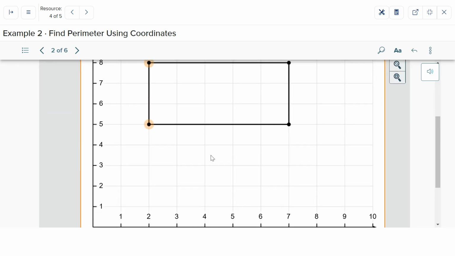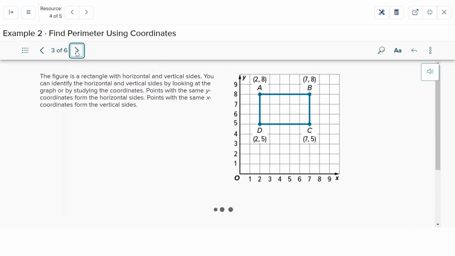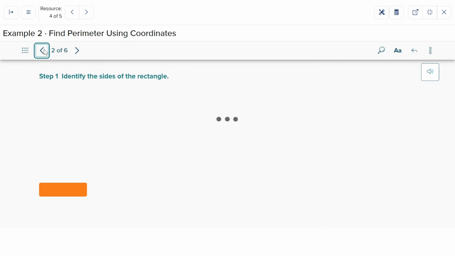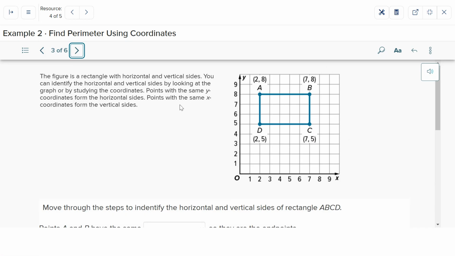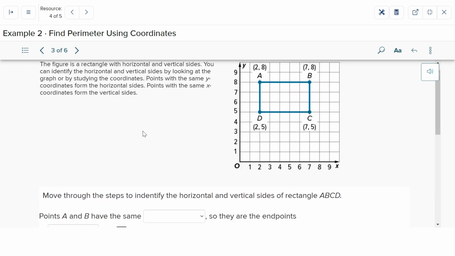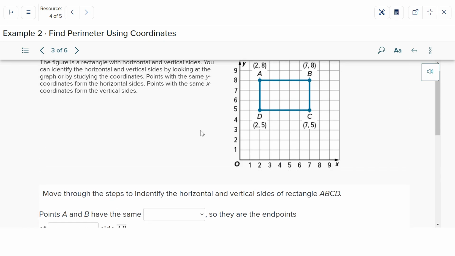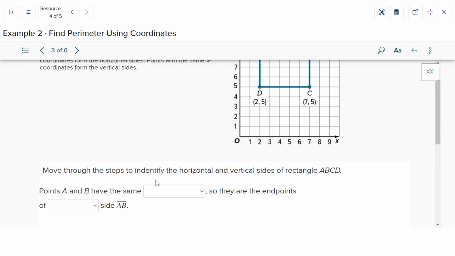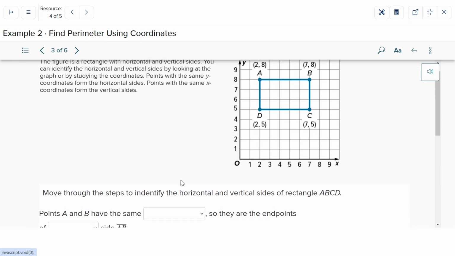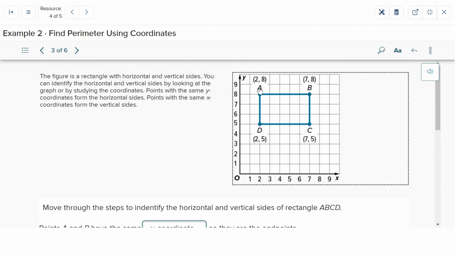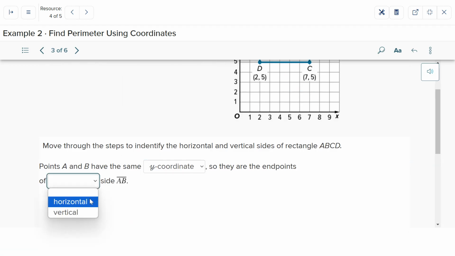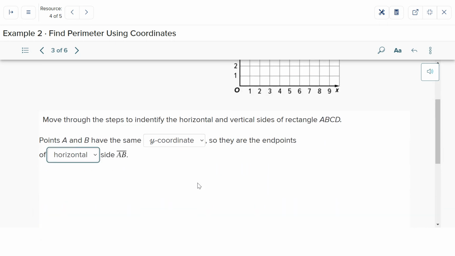Okay, so now we have that. It says check your answer. I know I'm right. Once we have our rectangle, they've made it here for us in blue instead, and they've labeled the points and everything for us. Then we can use the vertices or the coordinate points to find our perimeter. So points A and B have the same y coordinate, the 8s. So they are the endpoints of AB, which is horizontal.